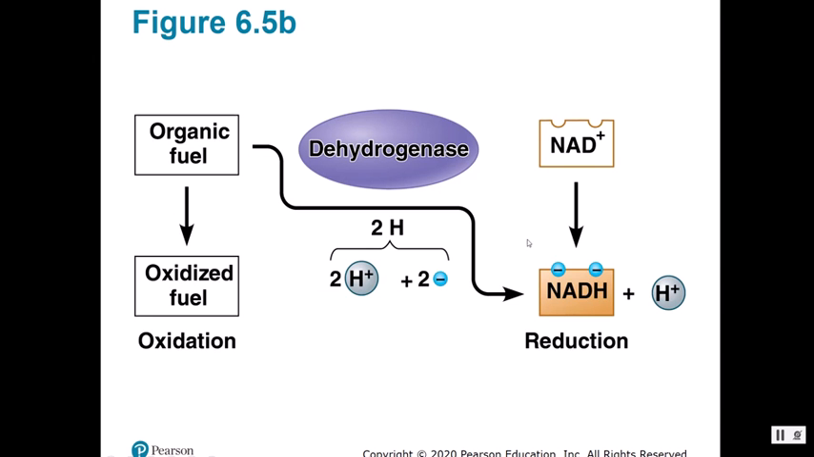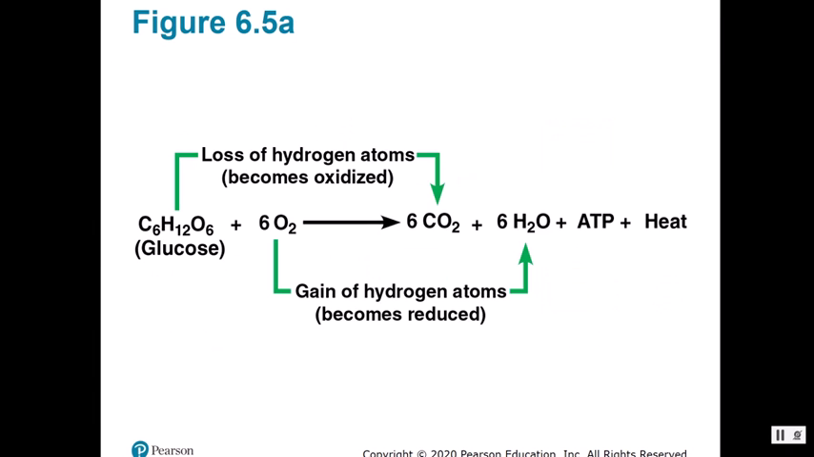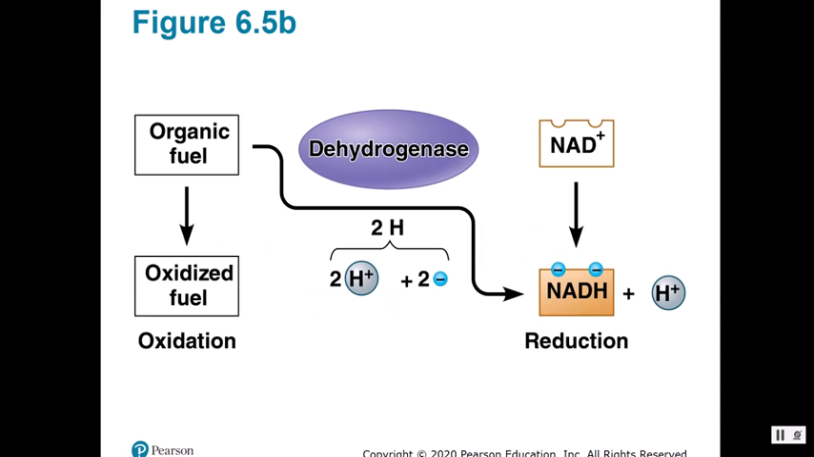Okay, right here, organic fuel, oxidized fuel, and oxidation. There's an enzyme called dehydrogenase that's going to catalyze this reaction. NAD is going to pick up hydrogens, and it's going to be a reduction. All right, so you can see how that works. And this is also in your textbook. Both of these are on page 116. This reaction is on the bottom, and then this image is on the top of the page.